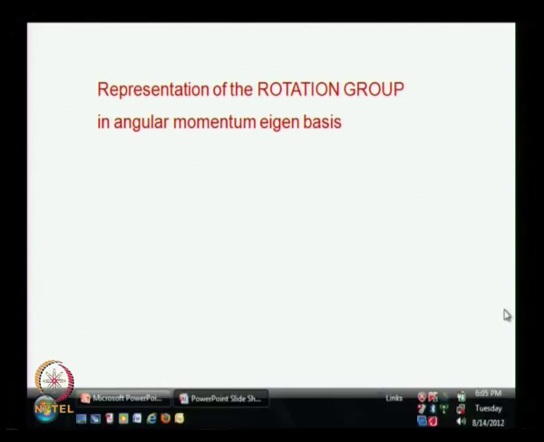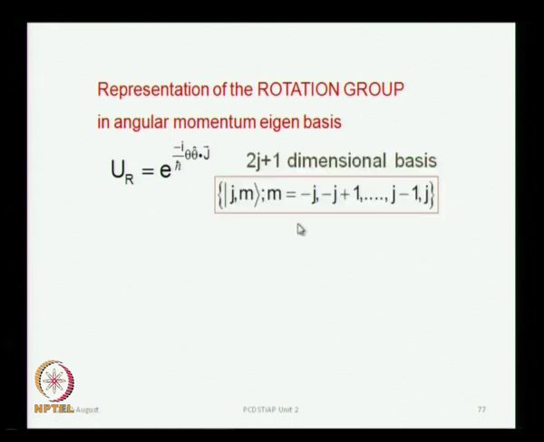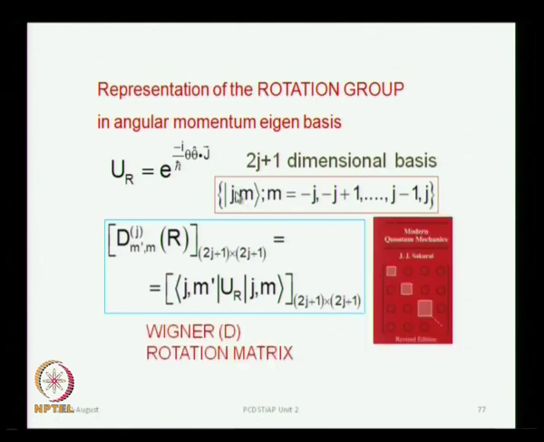So, let us remind ourselves that we discussed the rotation group, and we developed a representation for the rotation group in the angular momentum eigenbasis, and this is the rotation operator. For any angular momentum j we have a 2j plus 1 dimensional basis, and the matrix elements of the rotation operator in this basis give you the Wigner D matrices. So, these are the famous Wigner D rotation matrices for different values of j, and as j increases they become larger, as one would expect.